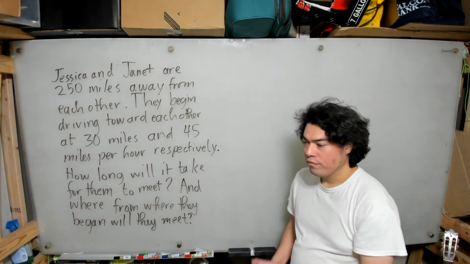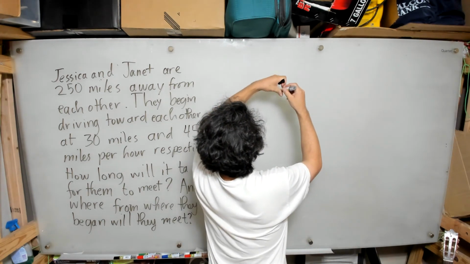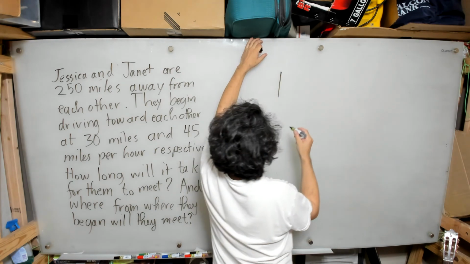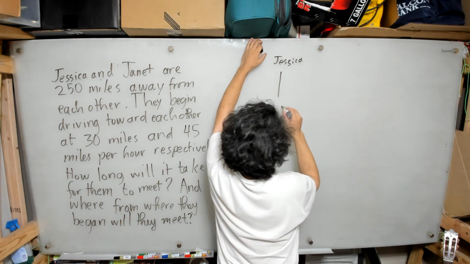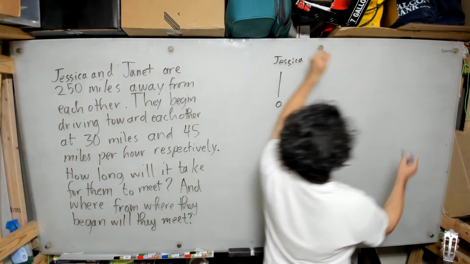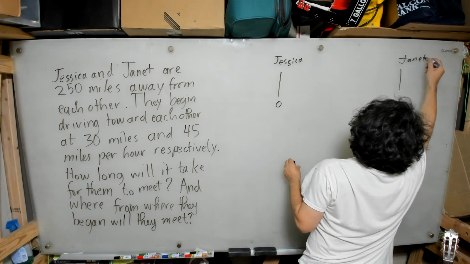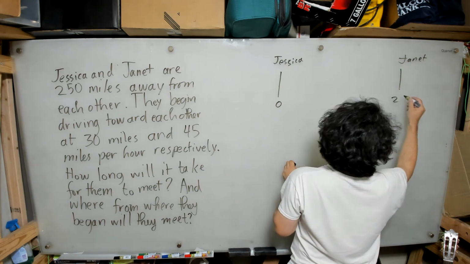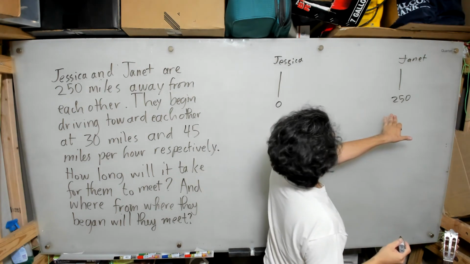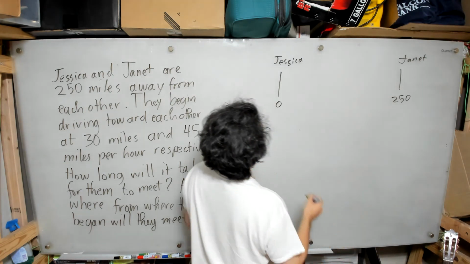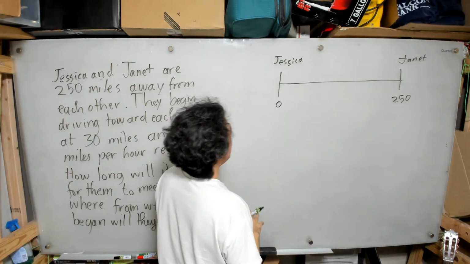Okay. So the first thing we're going to do here is draw a picture. Let's say this is where Jessica is right now. Let's call this location 0. And let's say this is Janet, obviously at location 250, because she's 250 miles away from Jessica. And let's say that this is the road that goes between them.